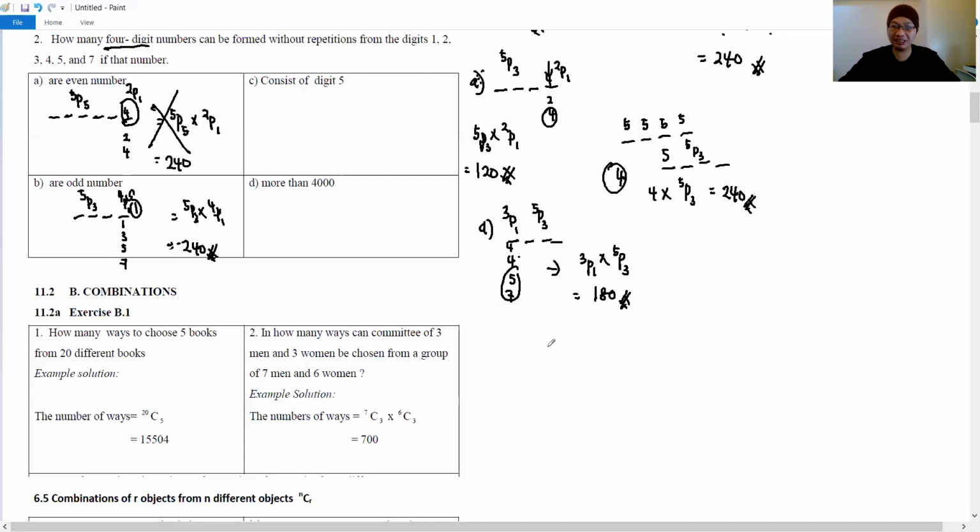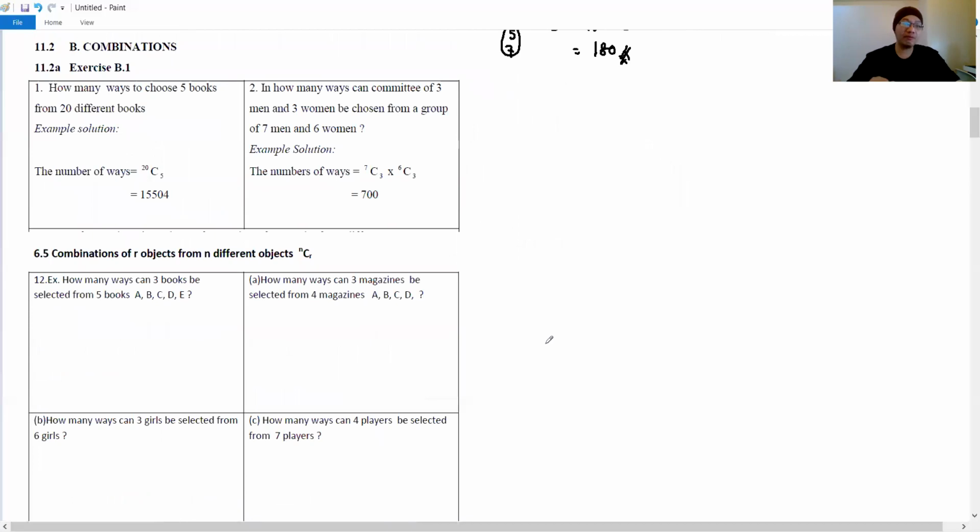Now let's look at the combination, the second tajuk. Combination, I told you, is nCr. Number 1, number 2, we are not bothered about the order or sorting or arrangement. We are just talking about selecting or choosing, normally people, right? So guys, look at the first example. How many ways to choose 5 books from the 20 books? Available books is 20, but we want to choose only 5. So 20C5. That's why we got the answer 15,504.